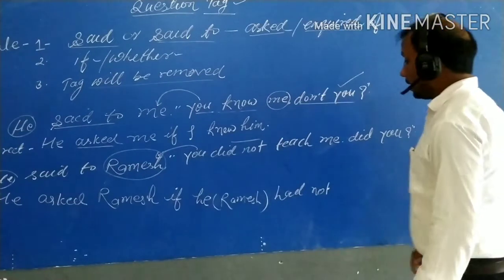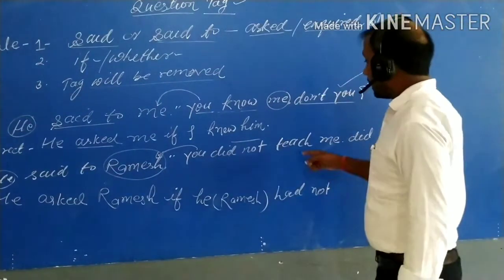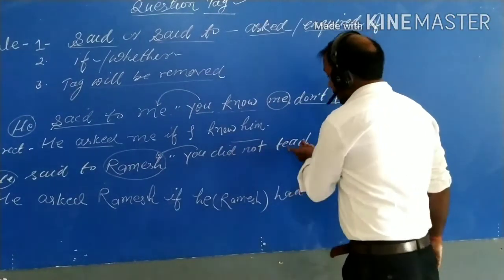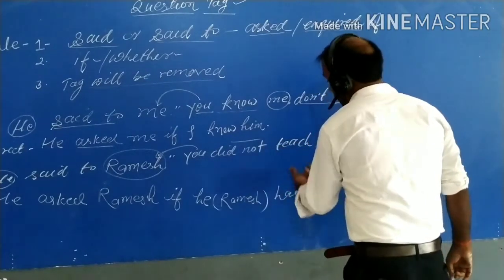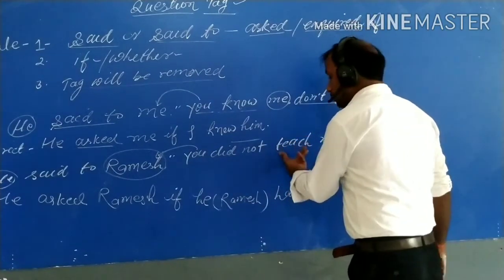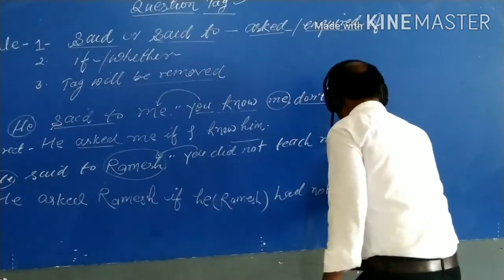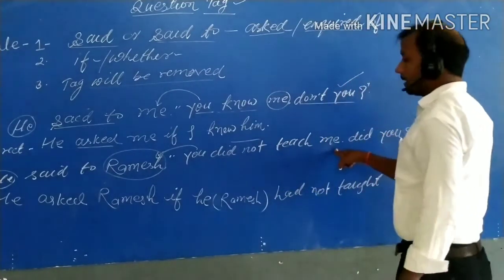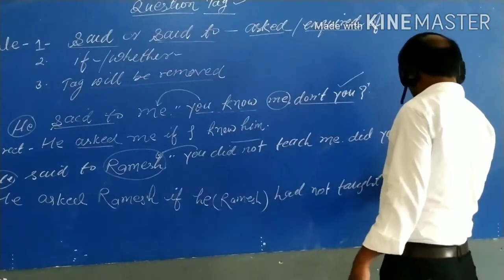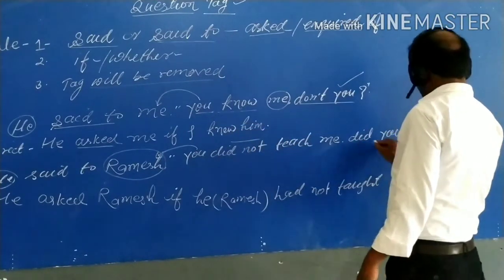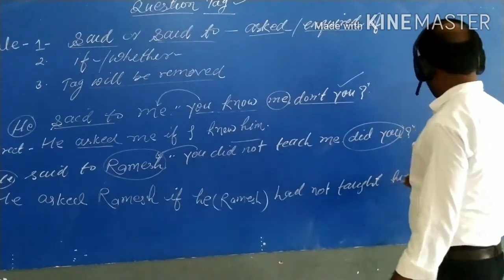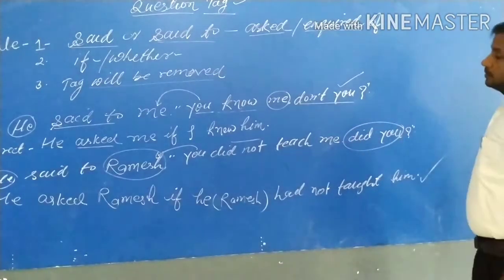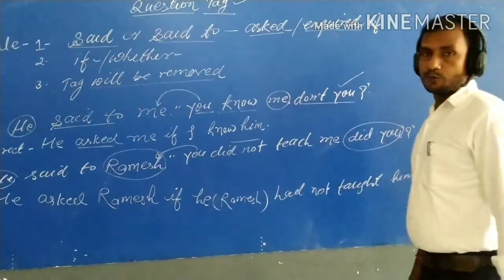That means "he had not", and now with "had" we have to use the third form of the verb, enjoyed. Enjoyed. "Me" again changes according to "he", that means "him". And the question tag will be removed. And this is the indirect speech of a question tag.